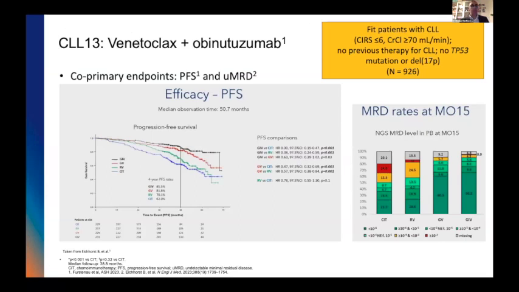The next study, so this CLL14 was looking at this regimen in the older population, and the German CLL study group has complemented this with the CLL13, which is looking at this combination in the younger chemotherapy fit, FCR fit population, I should say. These results were also presented.